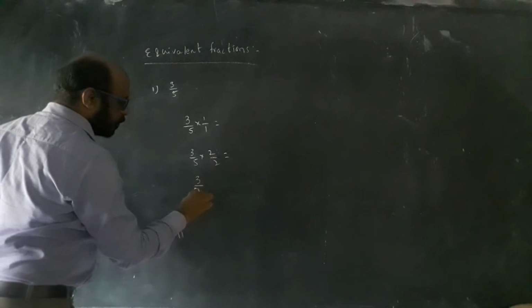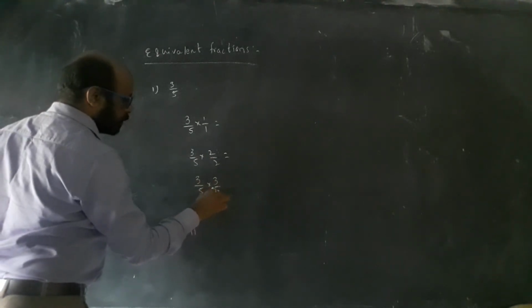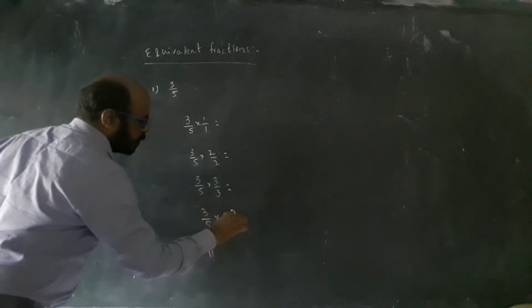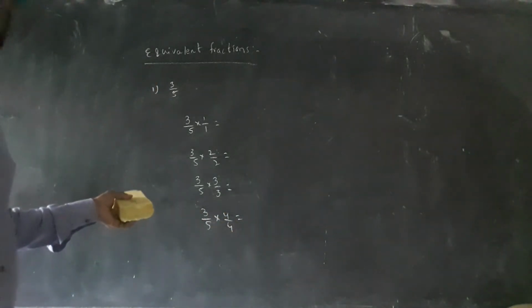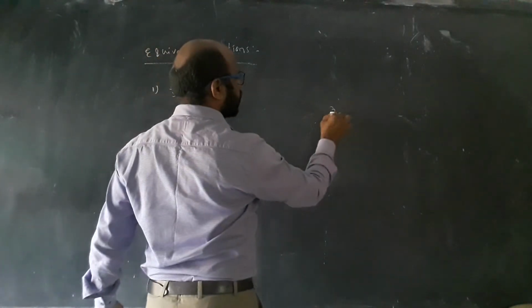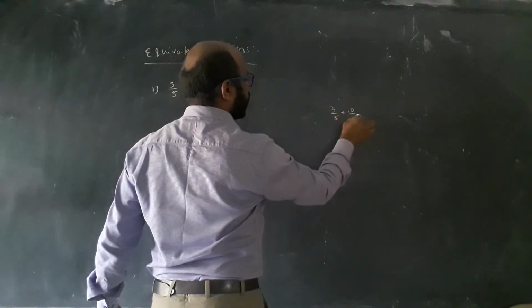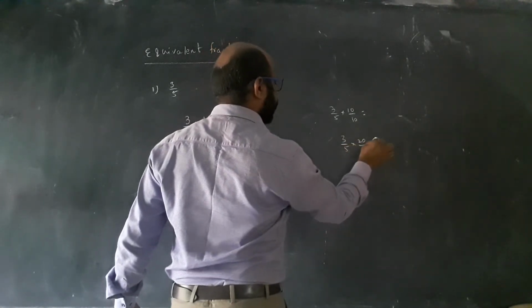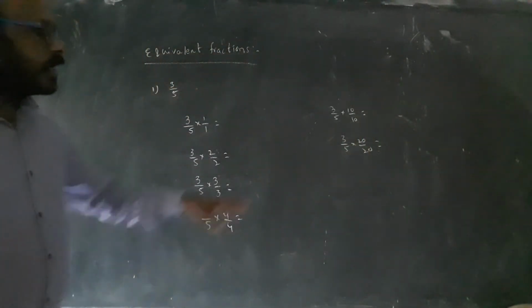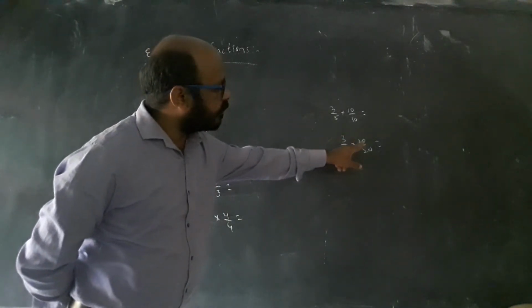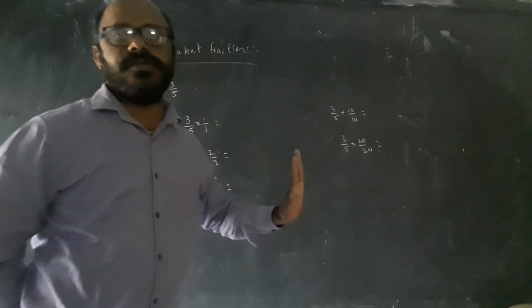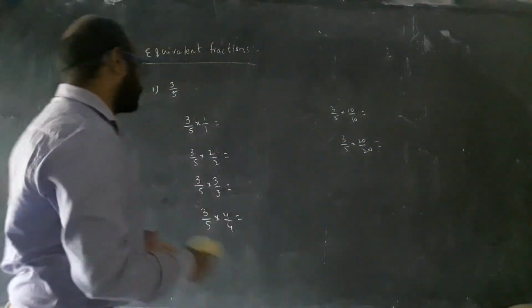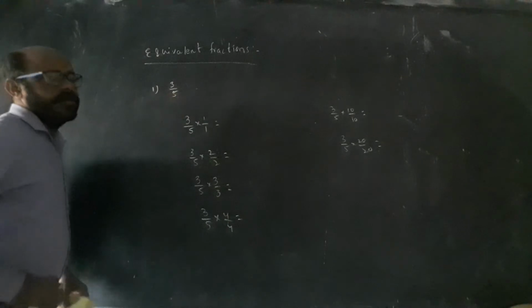Next 3 by 5 into 3 by 3. Next 3 by 5 into 4 by 4. As many as you need. Otherwise 3 by 5 into 10 by 10, 3 by 5 into 20 by 20. In all of these, the numerator and denominator are multiplied by the same number. Whatever fractional numbers we get, all are equivalent fractions of 3 by 5.